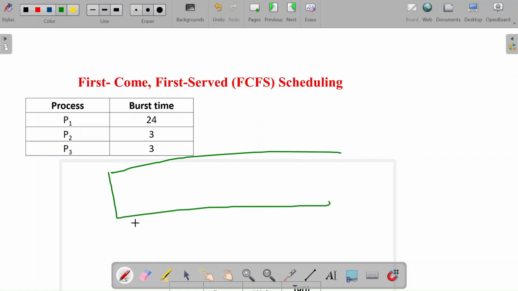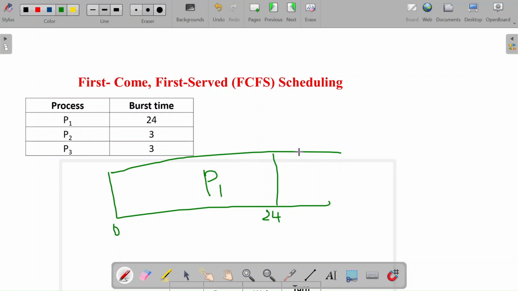Now, what is the first process in the table given? It is P1, am I right? So we can write P1, starting at 0. How long does P1 take? It takes 24 units of time, that is 24 milliseconds. So I am marking P1, which needs 24 milliseconds.